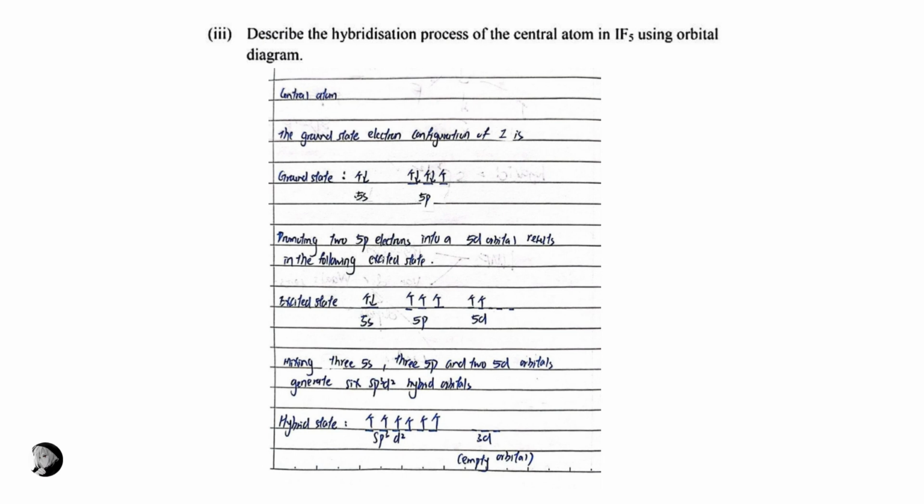Mixing one 5s, three 5p, and two 5d orbitals will generate six sp3d2 hybrid orbitals. And the hybrid state is this one, which is sp3d2, and there are 1, 2, 3, 4, 5, 6 electrons there.